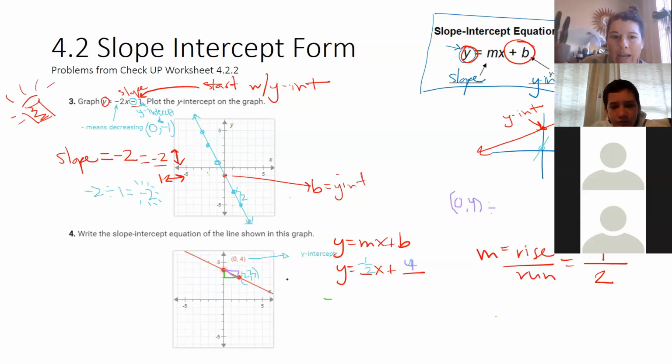So rise over run, and notice our line is decreasing from right to left. That means our overall slope is a negative. Beautiful. Good, Caden's putting it in too.